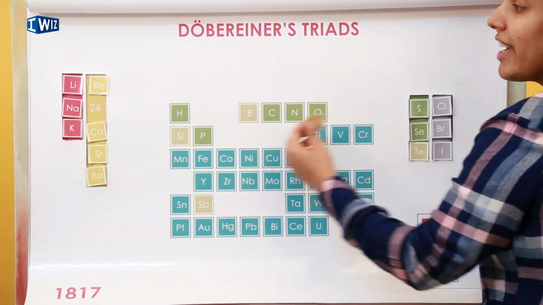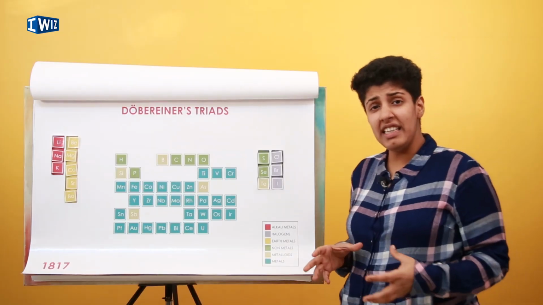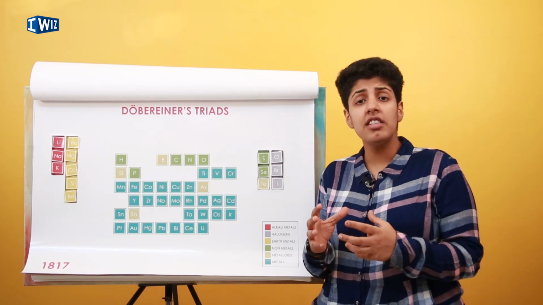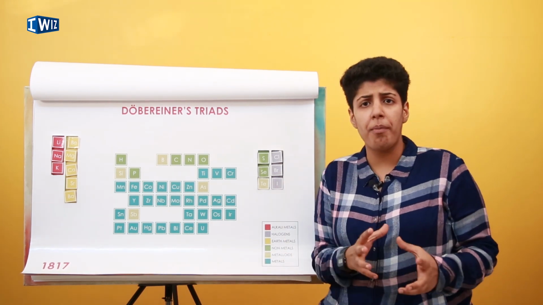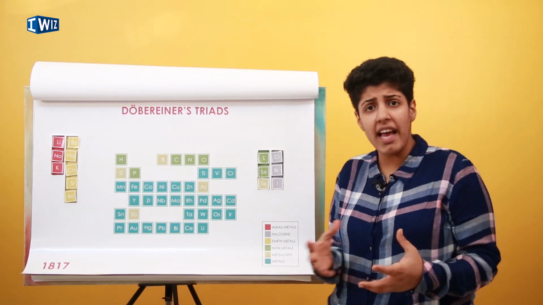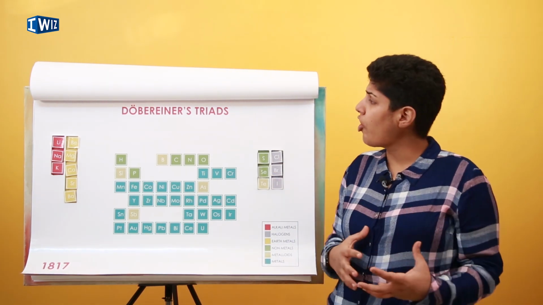But these were not the triads that he found. So that's what he did. He was actually the first person to show that atomic masses were somehow related to the properties. There was something about the atomic masses. When you take the average, you also get the average of properties. So there was something going on over there.